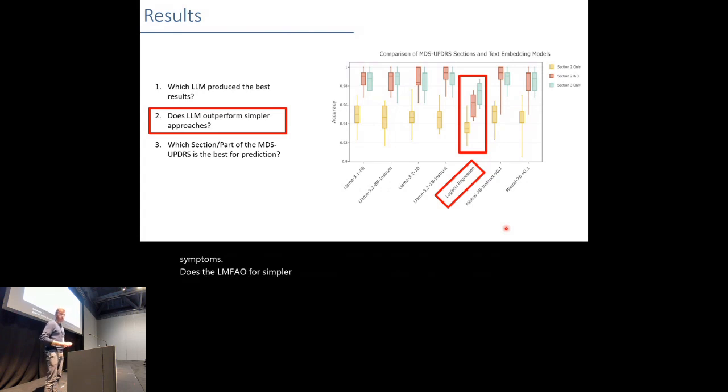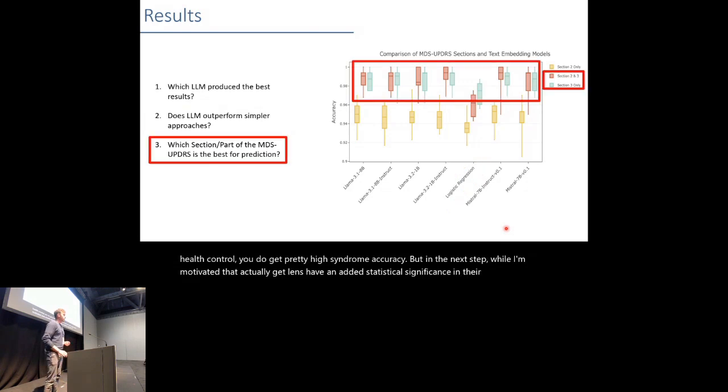Yes, barely. If you just do a logistic regression to see which are the key features that separate a Parkinson's disease patient from a healthy control, you do get pretty high, similar accuracy. But in the next step, what I'll motivate is that the LLMs have an added statistical significance in their interpretability.